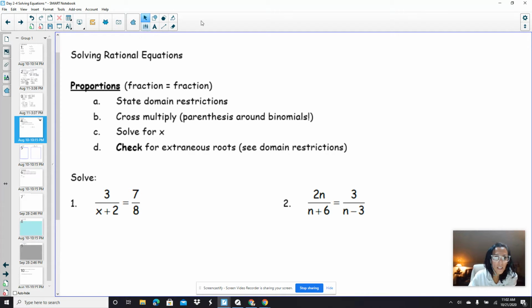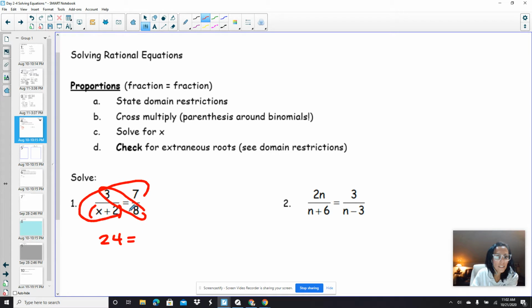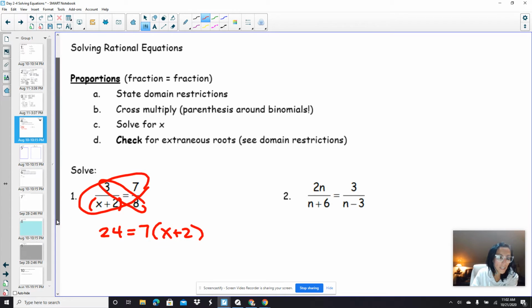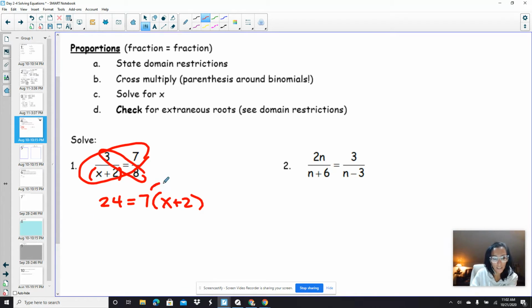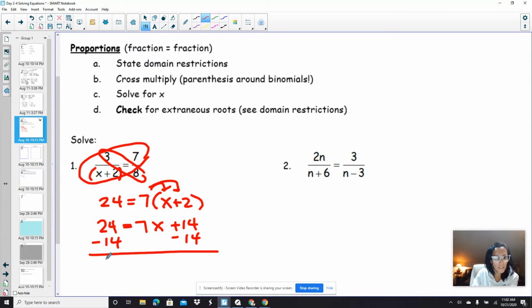So let's get started. Make sure you put parentheses around your binomials and let's cross multiply. 8 times 3 is 24 equals 7 times (x plus 2). Now those parentheses come in handy, right? Because we know we have to distribute that 7. And we get 24 equals 7x plus 14. Now this is just a little bit of a walk in the park at this point. And we get x equals 10/7.